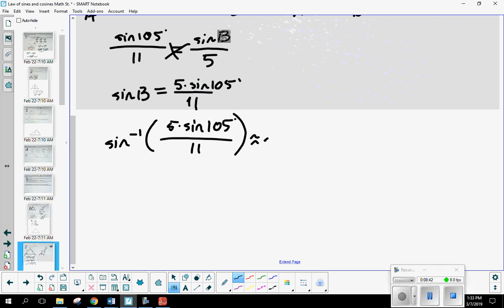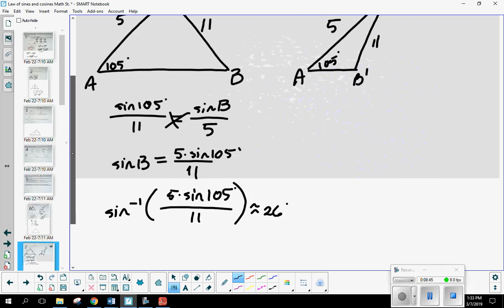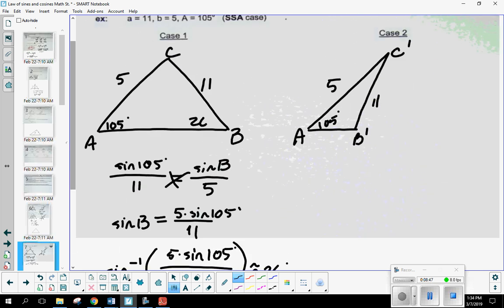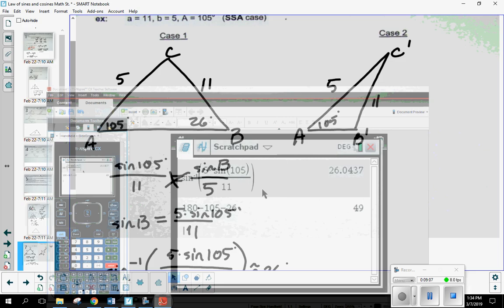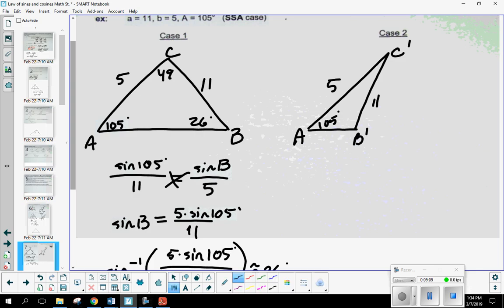All right, which is about 26 degrees. Okay. So I'm going to say this is 26 degrees. And things are looking good for this triangle so far. Now that I have 2 of the angles, I can go ahead and easily find the 3rd. So what's the sum of all 3 angles? 180. So I'm going to go ahead and take 180 minus the 105 that we started with, minus the 26 that we just found. So I'm getting 49 for the last one.